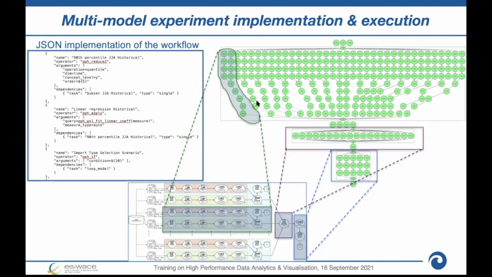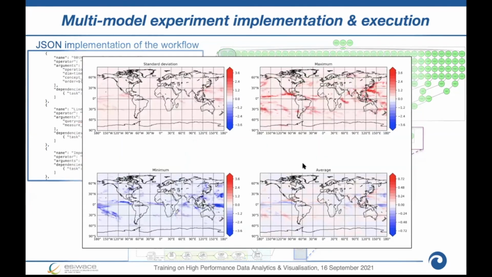So this first part with multiple parallel branches represents the first stage of the workflow, whereas this second part here merges together the results of the different branches and performs the statistical analysis on the ensemble of data. And here we can see the final maps which have been created with Cartopy based on the statistical analysis performed.